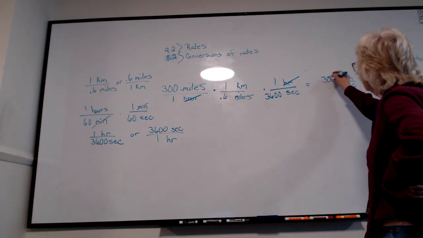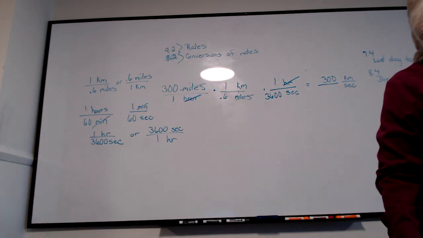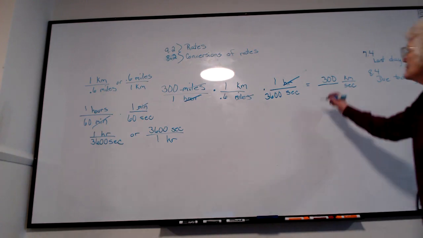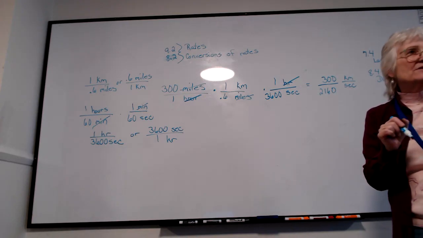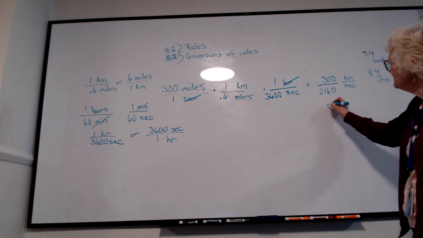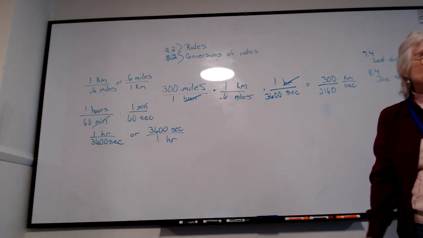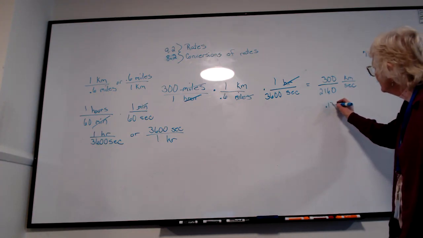We get 300 over 0.6 times 3,600. I don't know what that is. What is that, Branson? What is 0.6 times 3,600? 2,160. So if you take 300 divided by 2,160, can you do that for me? 300 divided by 2,160. 0.13888888, repeating.